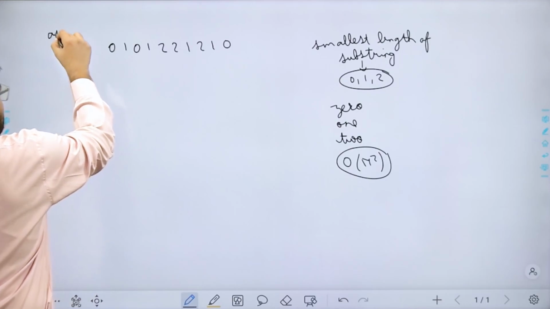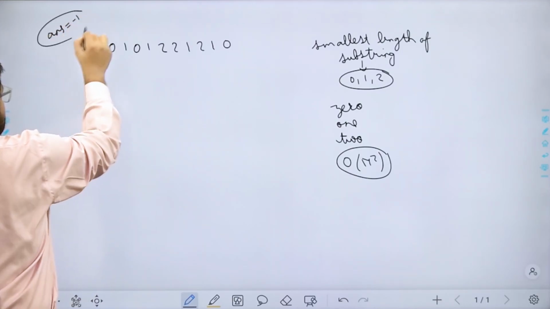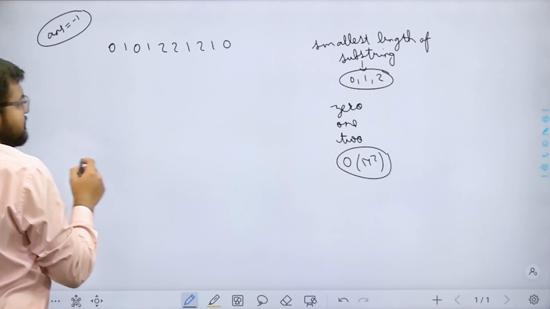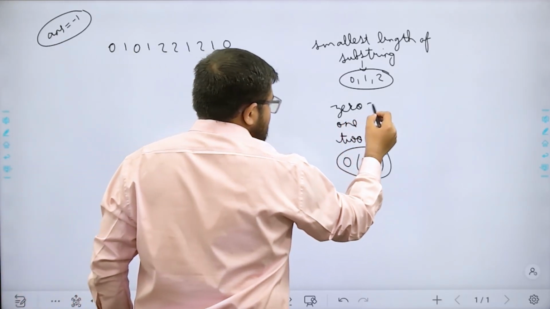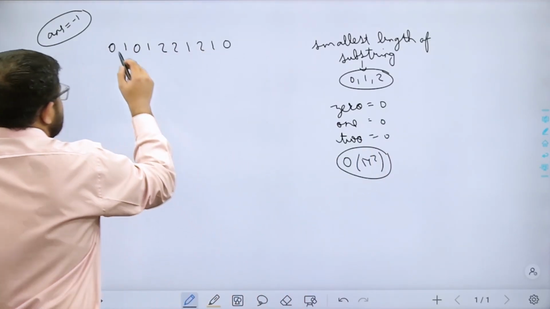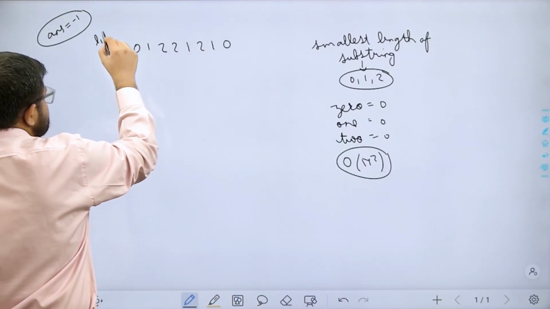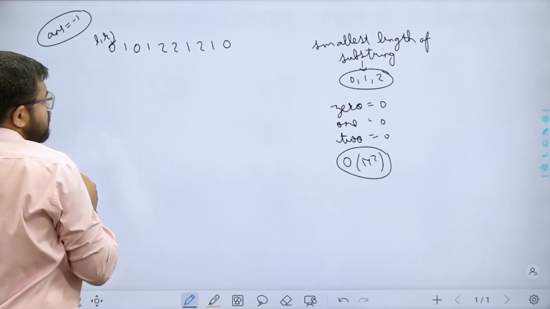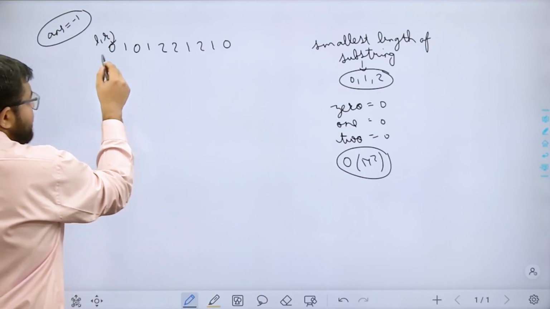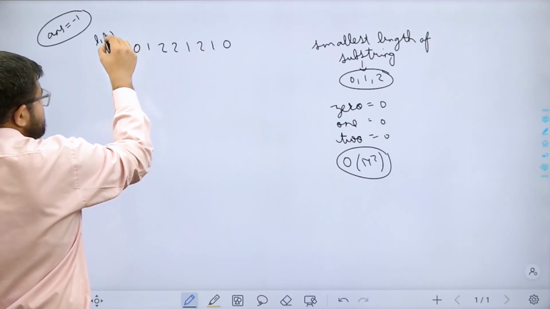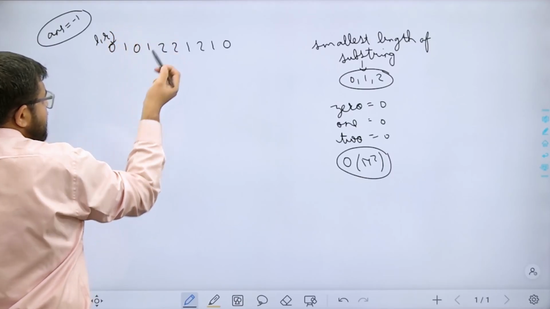Initially I'll mark the answer as -1, so that if there is no substring which contains all three of them, I can return this answer as -1. And initially all these three counts will be 0. Let's say my L and R are both pointing to this first index. At every step I'll increment my substring size by 1, so my R will go here, here, and so on.